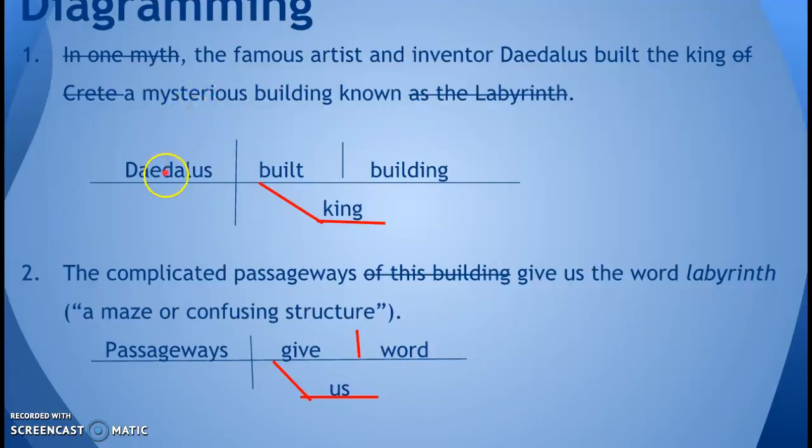So in that first sentence, we said Daedalus was our subject, built is our verb, building is the direct object. For whom did he build it? The king. And so we just drop it down there like that. In the second one, we said passageways was our subject, give is the verb, word is direct object, and then to whom did they give the word? Us. And so we just drop it down like that.